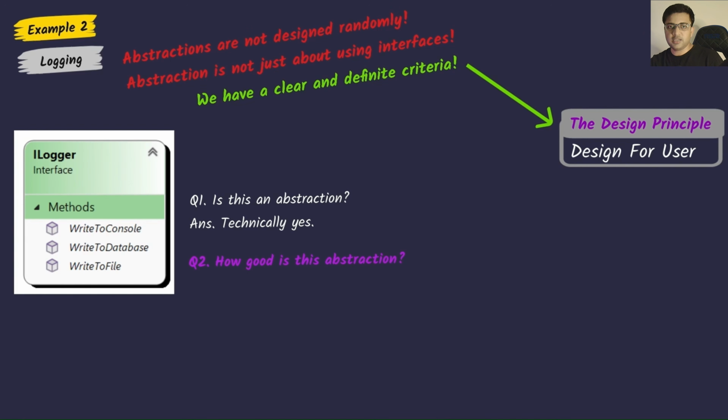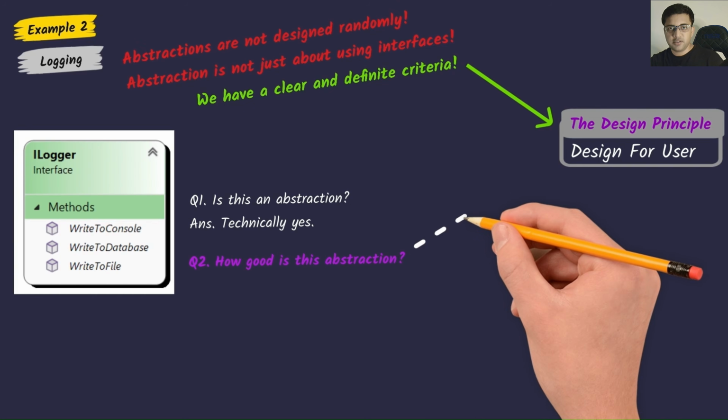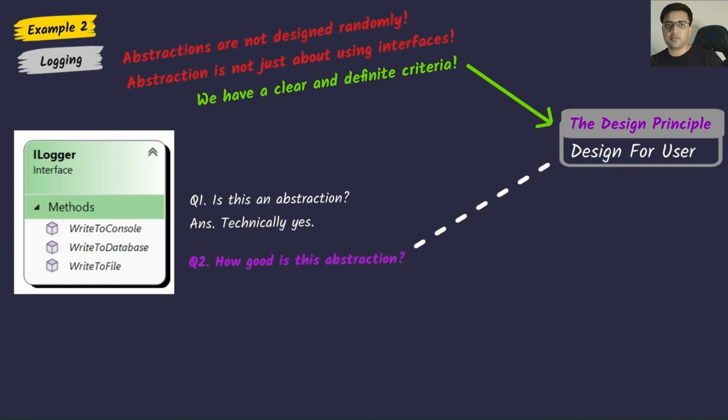So with this in mind, let's evaluate this abstraction. Is this a good abstraction? The answer is it can be both. It can be a good design or a bad one. We can't decide this in isolation just by looking at the interface and the implementation. According to the abstraction design principle, an interface should be designed for the user. So to decide whether it's a good design or a bad one, we first need to find out, is it designed for the user or not? And for that, we will need to identify who the target user of this abstraction actually is.